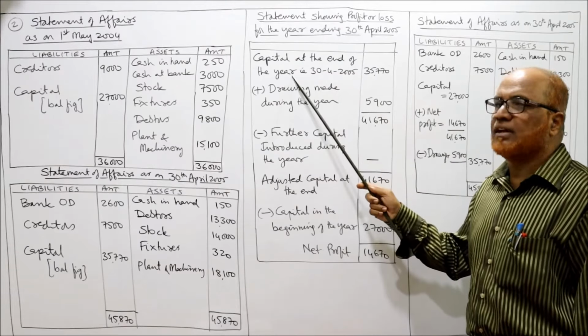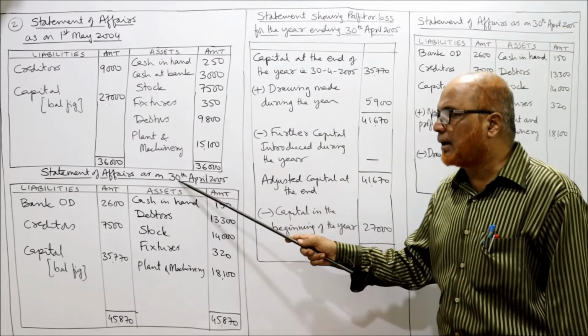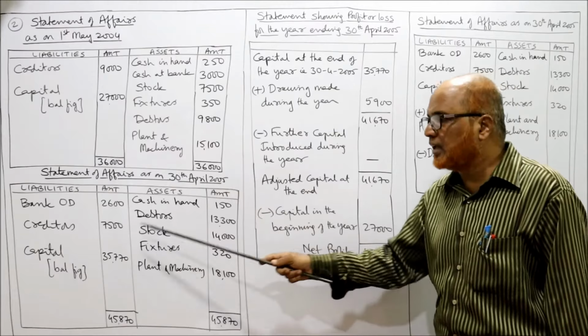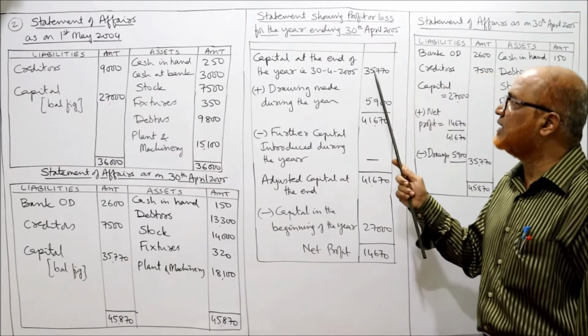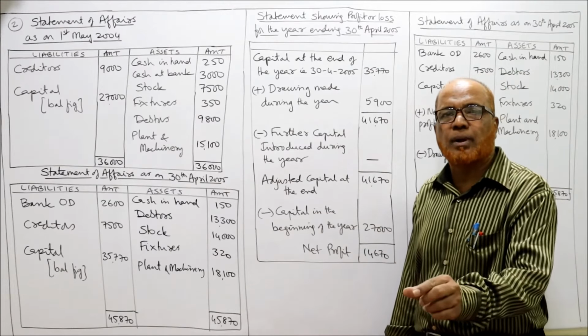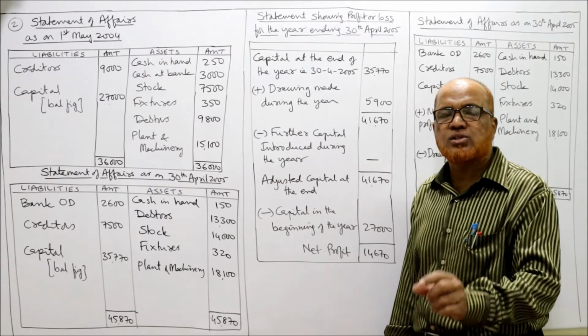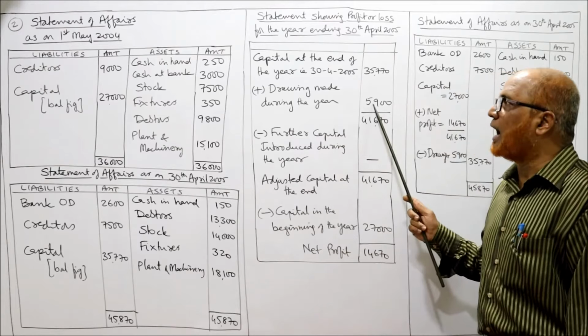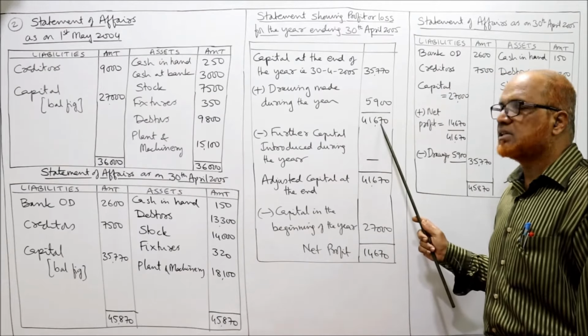Capital at the end of the year. End of the year means 30th April 2005. End of the year, how much capital? 35,770. To this we add drawings made during the year. It is given in the problem. Jones has made drawings of 5,900. So add up 5,900, 41,670.